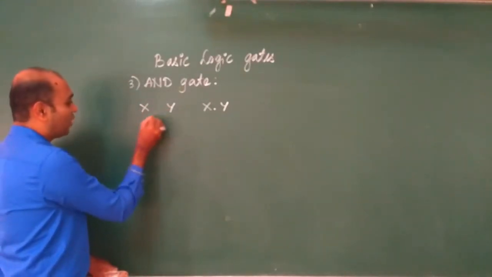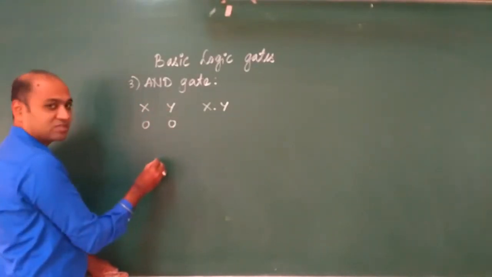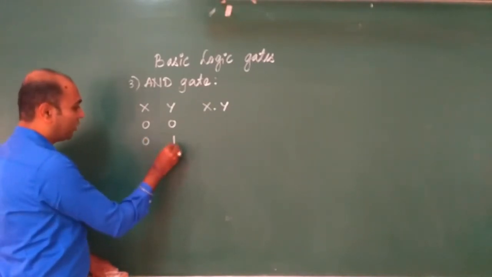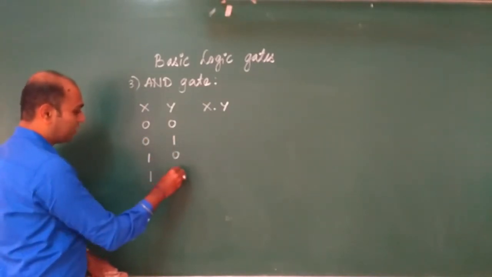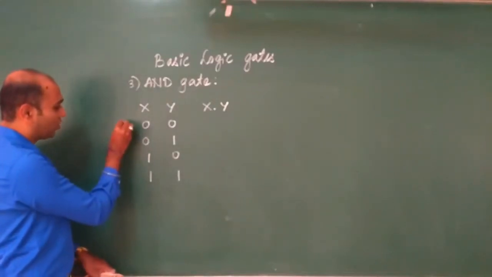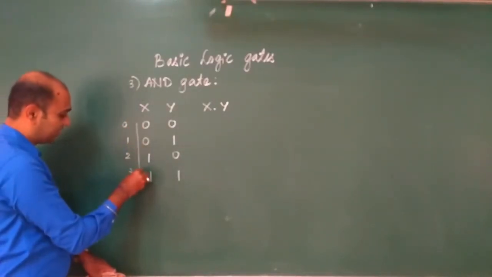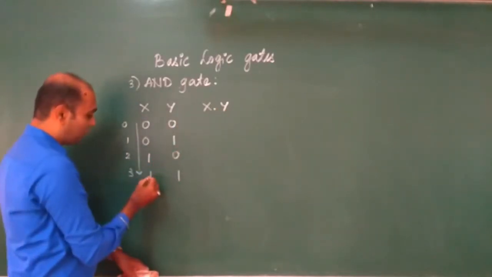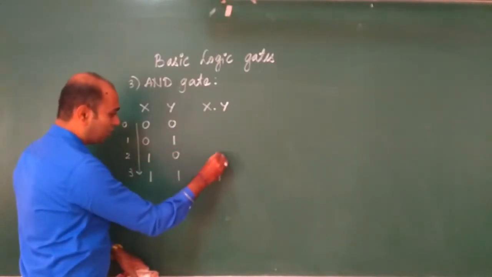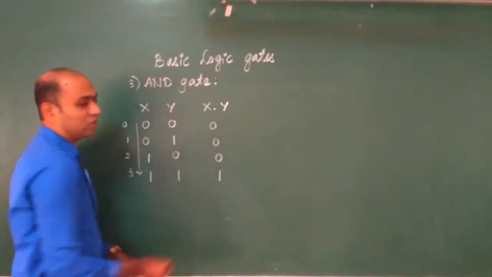Yes. So x, y values we are going to write 0, 0 for the first time, 0, 1, 1, 0, then 1, 1, right? So increasing order of 0, 1, 2, and 1, 1 will represent 3, correct? Yes. Next, x and y is what? True is true, otherwise it is false.